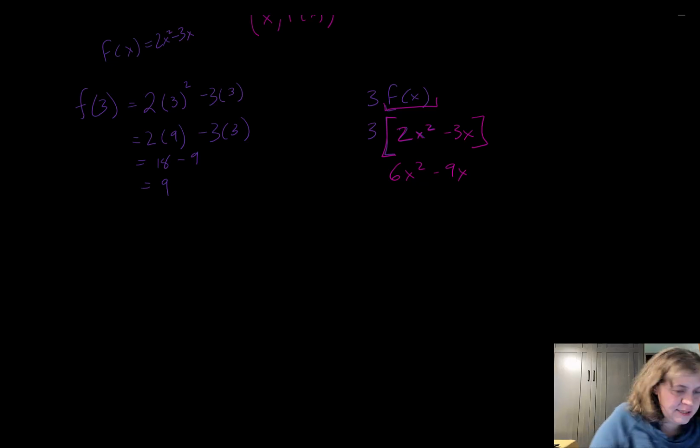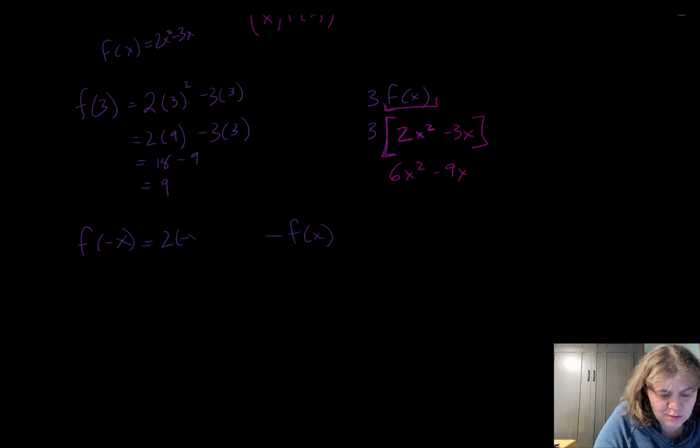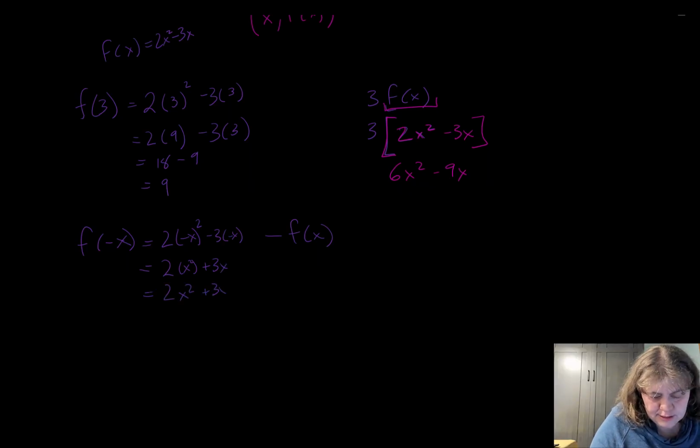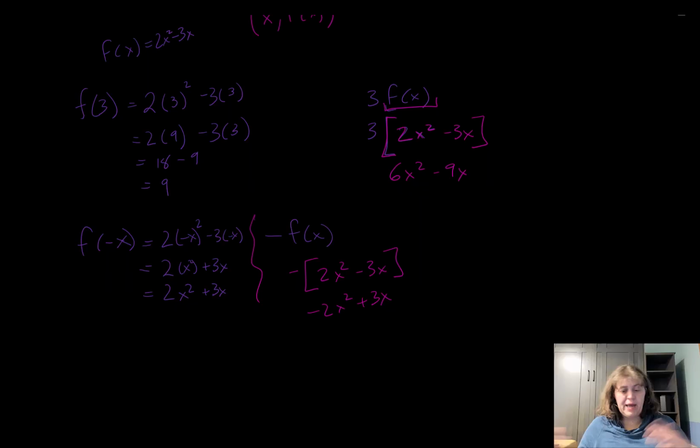Next up, let's compare f of negative x with negative f of x, because these are two different things. So f of negative x means that everywhere I see an x, I'm going to replace it with negative x, and it's going to be squared, like so. So this turns into 2 times x squared plus 3x, 2x squared plus 3x. Yeah, I did two steps at the same time. Whereas this one is negative 2x squared minus 3x. So everybody's sign is going to change like so. So there we have our two different things.